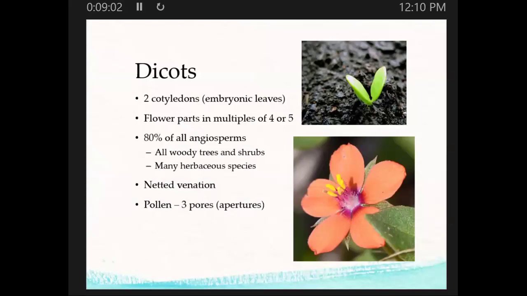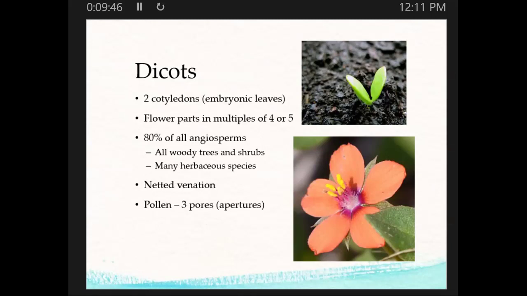So, dicots. When you look at an angiosperm, after you say it's a flowering plant, the next thing you ask yourself is, is it a monocot or is it a dicot? That's the next classification step. If you suspect it's a dicot, what you're looking for is 2 cotyledons in the seed. Remember, they're often referred to as embryonic leaves because they're actually in the seed. When you crack open the seed, you see 2 cotyledons. And then the flower parts are typically in multiples of 4 or 5. So on this image, if you count the flower petals, that's usually the easiest way to do it.